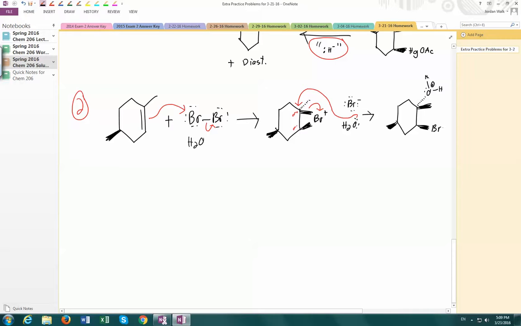Yeah? Just to clarify, there were 2 dashes sharing the Br plus and then approach as front. Yeah. Yep, you got it. All right, so of course, this is plus diastereomer. So all these are going to be plus diastereomer.